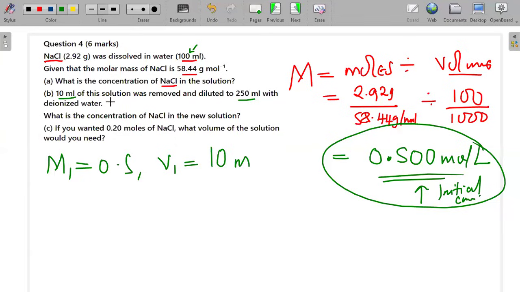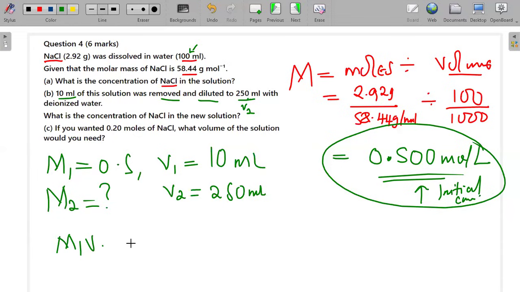Okay, and then now they're saying this solution was removed and diluted to this. So diluted to this means this is our volume 2. So our volume 2 is 250 milliliters. Okay, what is the new concentration, M2? Okay, so this calls for what? This calls for the dilution formula, which we said M1 V1 is equal to M2 V2.